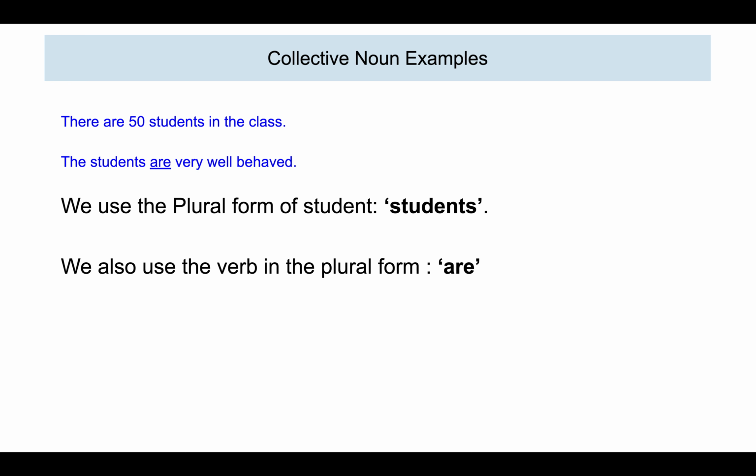So, what have we done here? We have used the information that there are 50 students in a class. On that basis, we have framed another sentence. The students are very well behaved. Now, we have used the plural form students and the verb is are.